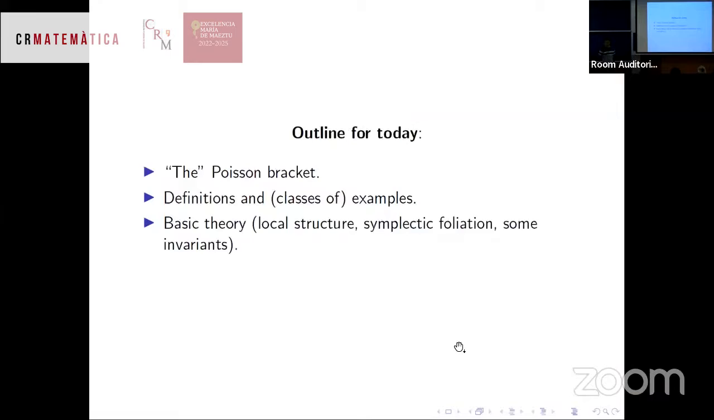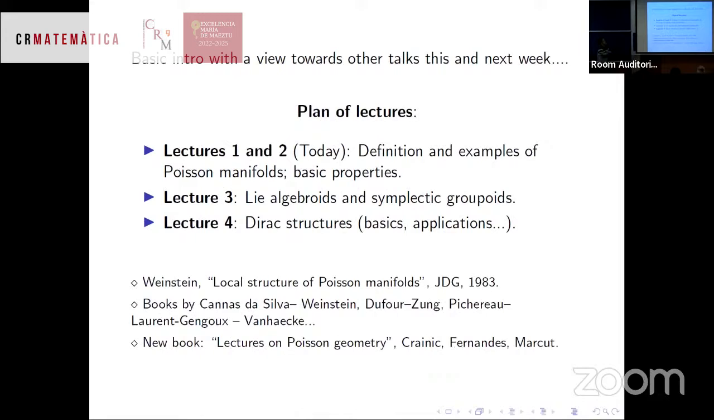So, here are some references. I think it's very difficult to teach a basic course in Poisson geometry and say more than what is in the very original paper by Alan Weinstein from 1983. So it's still a very useful reference, the original paper on the subject. There are many books on the subject by now by several authors. And there's a new addition to the literature, a very recent one from this year, a book by Mario Skrinek, Ray Fernandez, and Johan Marcout, which I think is highly recommended.